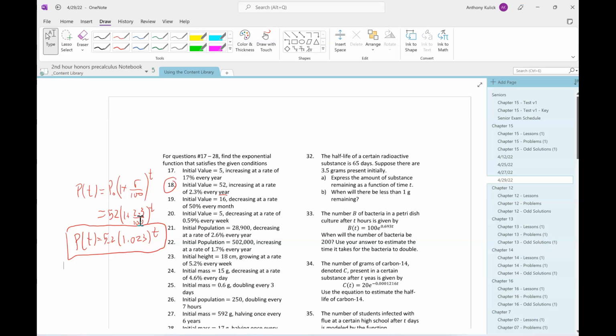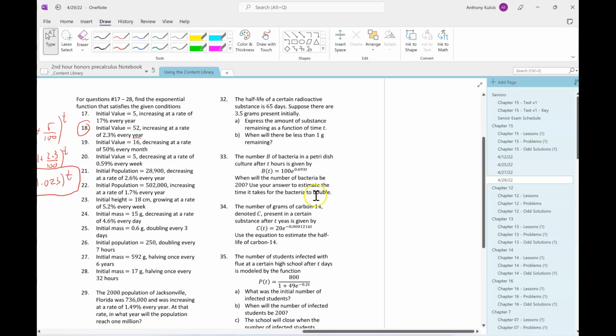Okay. Raylan, you had a hand. Yeah, can you do 33? Sure. It says the number b of bacteria in a petri dish culture after t hours is given by the function b of t equals yada yada yada. When will the number of bacteria be 200? Use your answer to estimate the time it takes for bacteria to double.